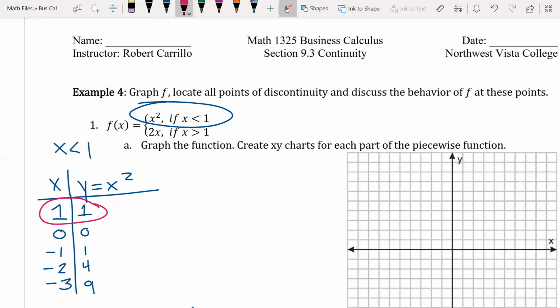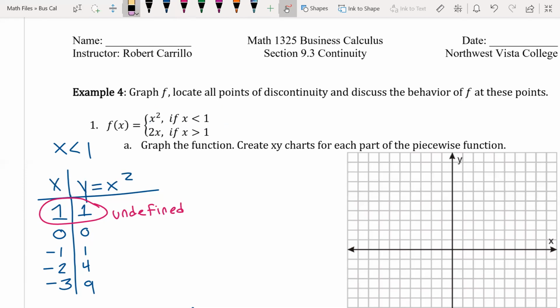It's got to be greater than. It's got to be less than, right? It doesn't say less than or equal to. So what this point is going to be considered when we graph it is undefined. But we actually need this point. That's why I include it. It has to be our starting point no matter what.